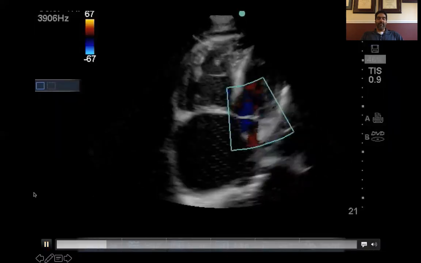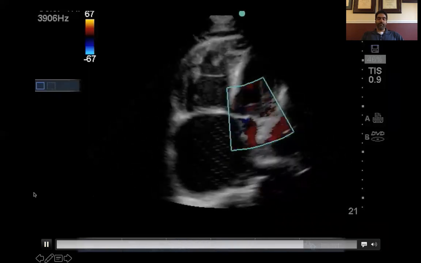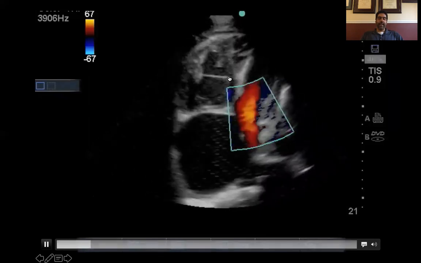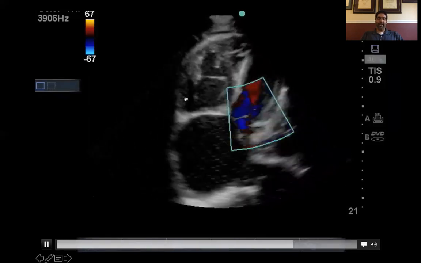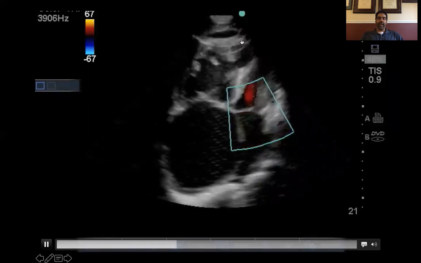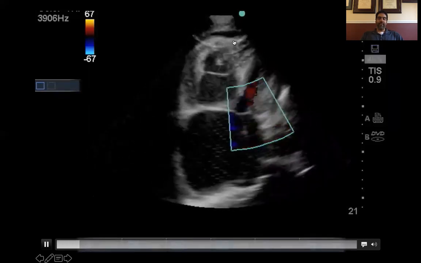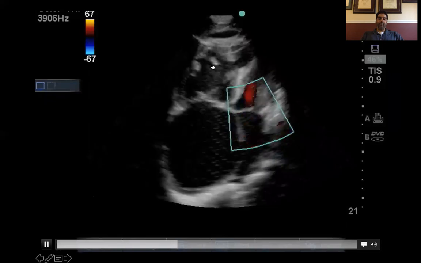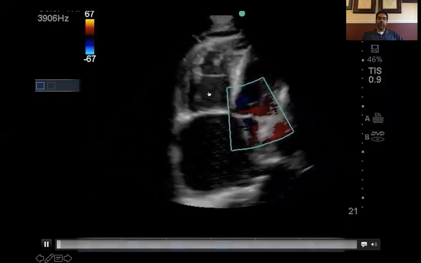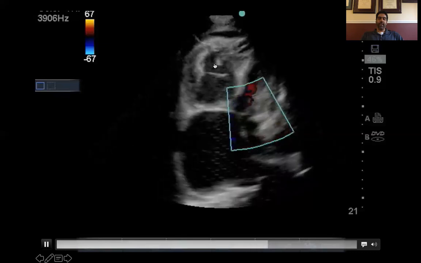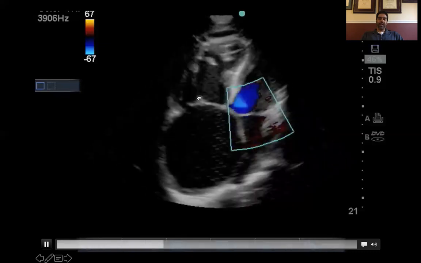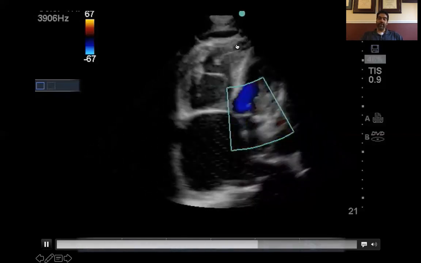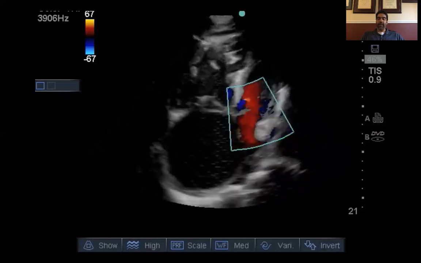The extreme of that is what's called McConnell sign. So McConnell sign is essentially where you have an RV that is grossly dilated and dead. So it's hypokinetic and dilated, except for the apex here. The apex of the RV is the only part of the RV that's functioning. In general, RV dilation and RV dysfunction starts at the base and moves up towards the apex. So essentially, the entire RV here is not working except for the apex. The next step after this is cardiac arrest. So this is almost like end-stage cor pulmonale or end-stage RV strain.